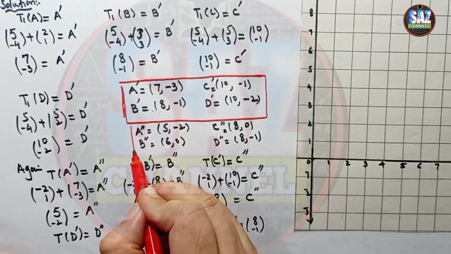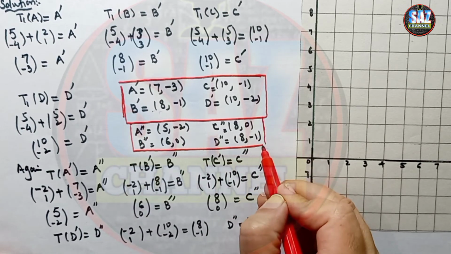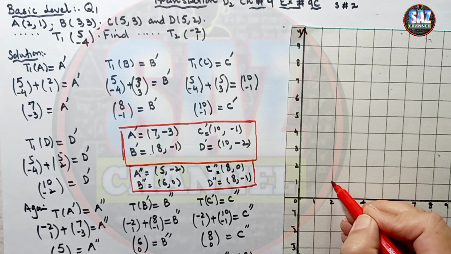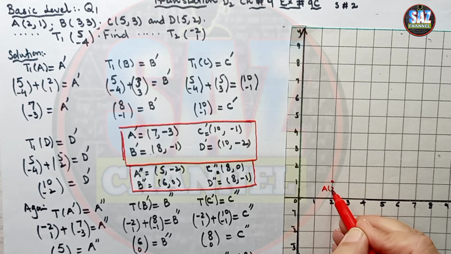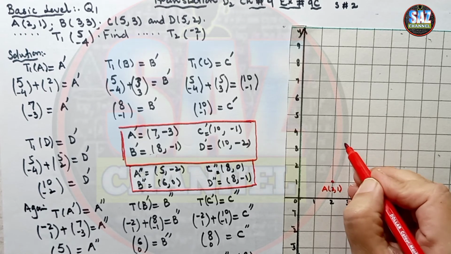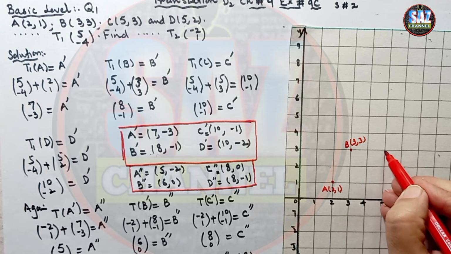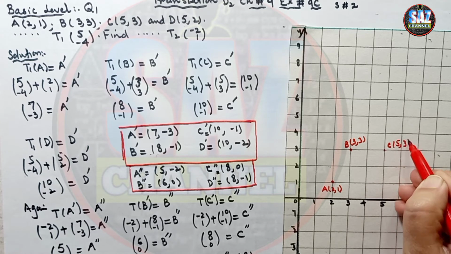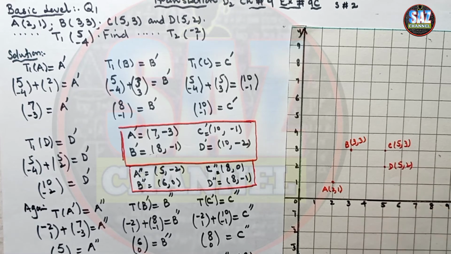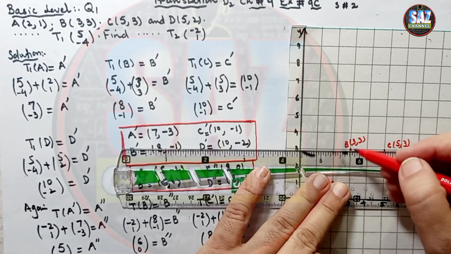And now the question says that I have to show my working on the graph paper. So it's better to draw the original figure as well. So A has the vertices 2 and 1. B has the vertices 3 with 3. C has the vertices 5 with 3. So C will be coming at this place, 5 and 3, and D is 5 and 2. Let me join the points with the help of ruler, and this will give me the shape.